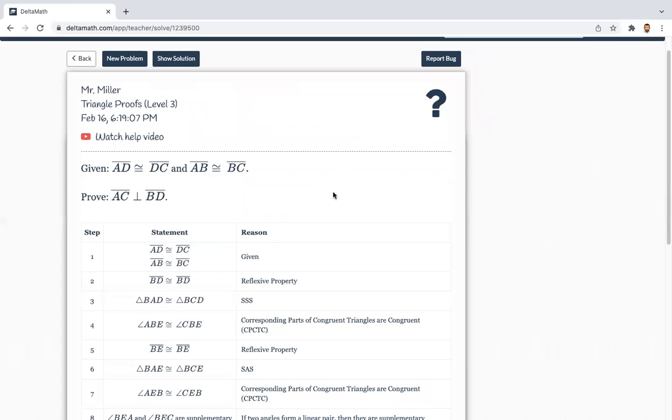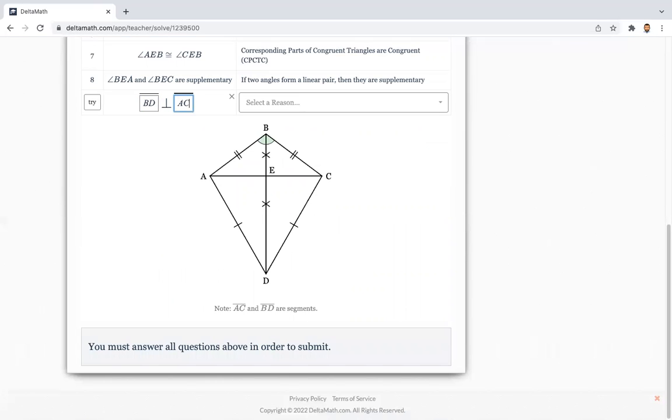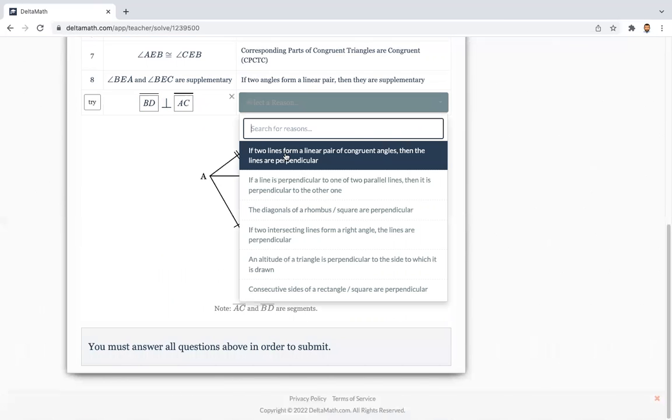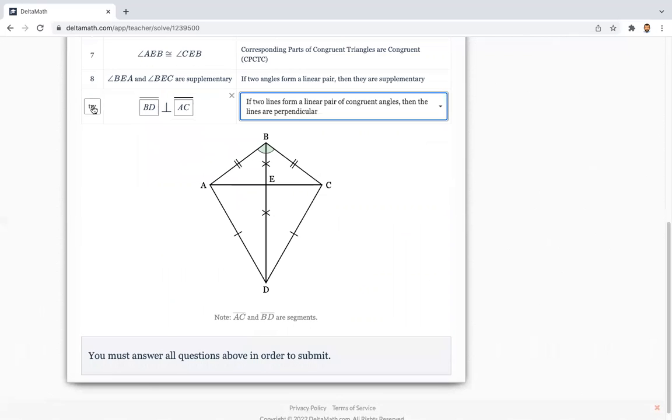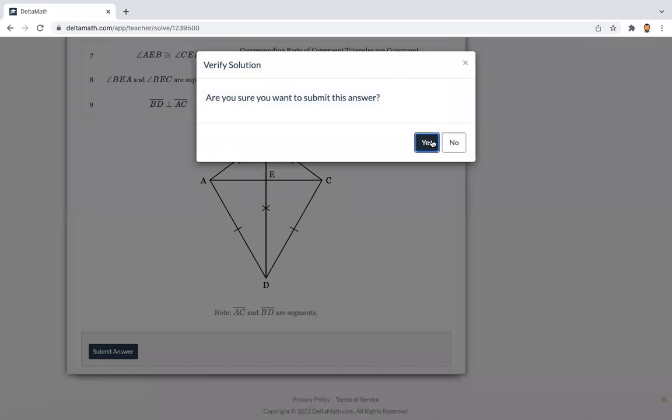What am I trying to prove? BD and AC. Because that didn't really add that much. Okay, which one of these? Two lines form a linear pair. Yeah, there we go. And we're done. All right, I think this is proof number 10.